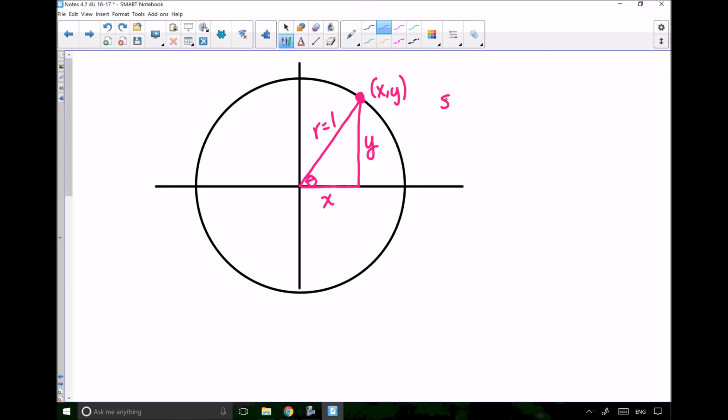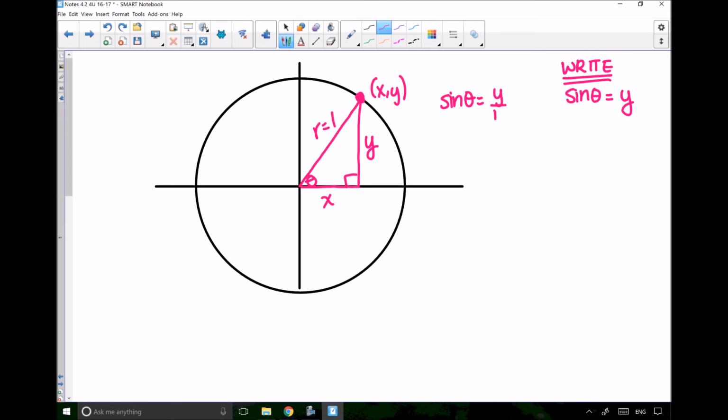So to find the sine of theta, I would take the opposite, which is y, and divide it by the hypotenuse, which is my radius right here, which is 1. So therefore I can conclude that sine of theta equals y. I need you to write this down because this is really important. The sine of theta is equal to y.